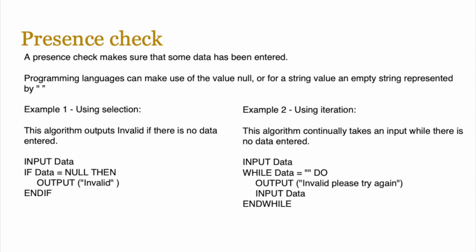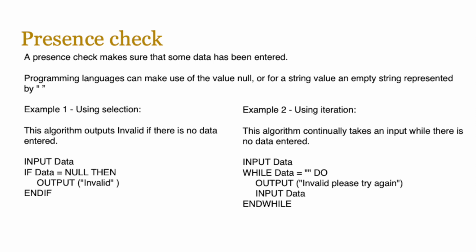If you leave the field blank, then it will generate an error. Now we can do it multiple ways. We can use the value null, we can use empty strings, and anything that checks whether a field has some value entered into it. Pause the video to see both examples. One uses selection, the other uses iteration. They work exactly the same way.